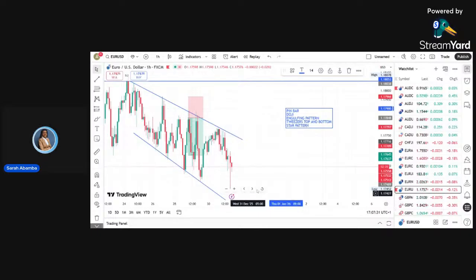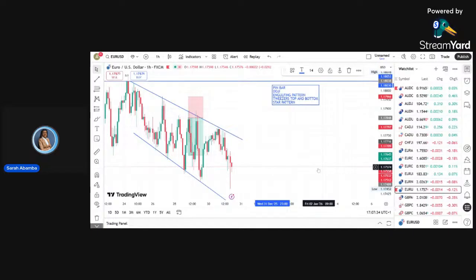Okay, so I believe by now you should be familiar with the concept of bullish and bearish. Bullish when the market is going up, bearish when the market is coming down. So everything that I'll be teaching you right here, the pin bar, the doji, the engulfing, the tweezers top and bottom, and the star pattern, they all have a bullish form and a bearish form. You just need to know when it is bullish and when it is bearish for you to take your trade. So everything has bullish and bearish.